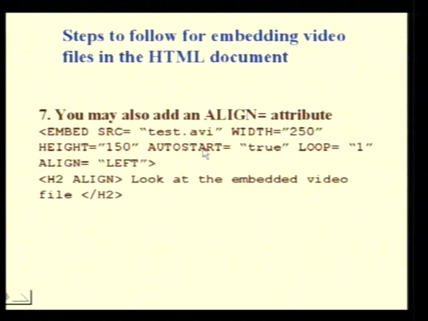Then you have autostart equal to true. Autostart specifies that whenever you access a web page, the video file will start playing on its own. Loop equal to 1 specifies that the video file will play only once when you access the web page. Align equal to left indicates that the video file control box will be present on the left side of the browser window. So, this ends with the embed tag.